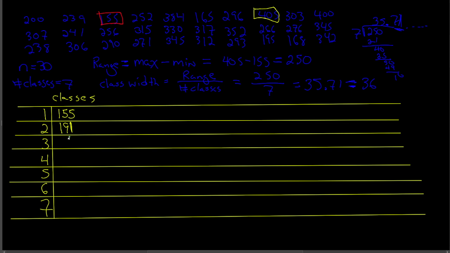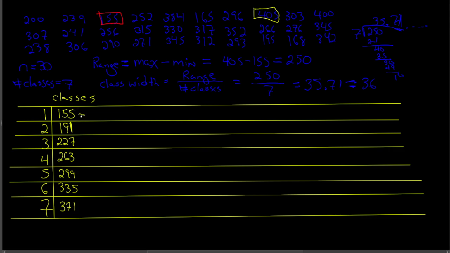And now I can add 36 to 191, which gives me 227. I can add 36 to 227, and that gives me 263. I can add 36 to 263. That'll give me 299. I can add 36 to 299, and I get 335. And now my last lower limit, I add 36 to 335, and I get 371. And so now I have my lower limits.